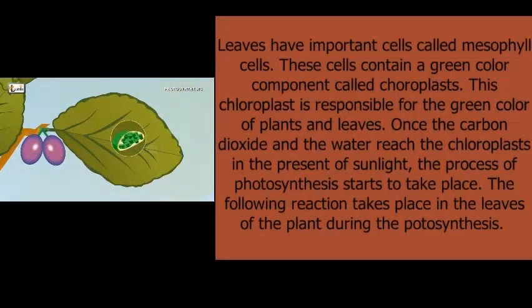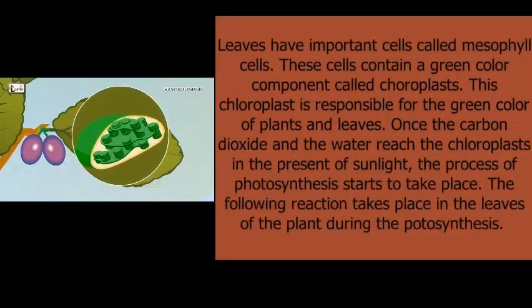Leaves have important cells called mesophyll cells. These cells contain a green color component called chloroplast. This chloroplast is responsible for the green color of plants and leaves. Once the carbon dioxide and the water reach the chloroplasts in the presence of sunlight, the process of photosynthesis starts to take place. The following reaction takes place in the leaves of the plant during photosynthesis.